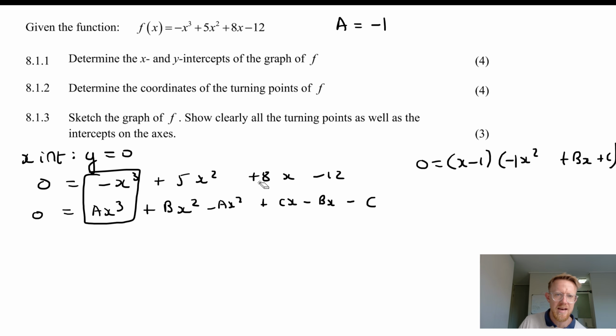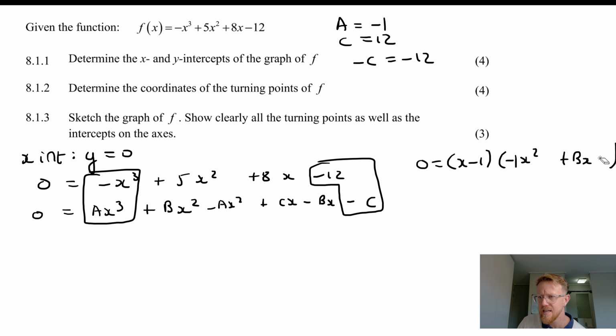Fantastic. Now, if you look at the end over here, the constants have to add up to -12. So we can say that minus c must be the same as -12. And so if you divide by negatives, you should end up with c as 12. So we already have c now. Okay, now it's the b that's a little bit more interesting.